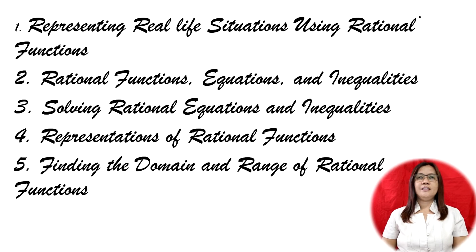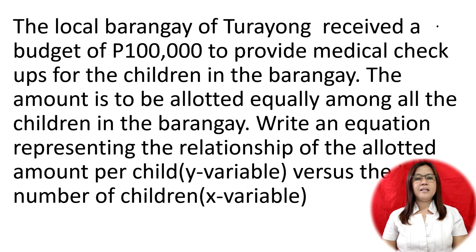To start, get your module 4 and turn to page 7. Let's analyze and solve the problem. The local barangay of Torayong received a budget of 100,000 pesos to provide medical checkups for the children in the barangay. The amount is to be allotted equally among all the children in the barangay. Write an equation representing the relationship of the allotted amount per child, which is the y variable, versus the total number of children, which represents the x variable.